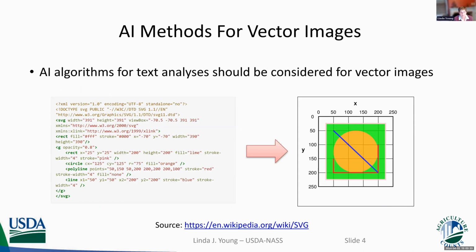Now, for vector images, the AI algorithms for text analysis should be considered. Here we have an example that was taken from Wikipedia illustrating that. And since we've already discussed the methods for text analyses, I won't discuss that further today.